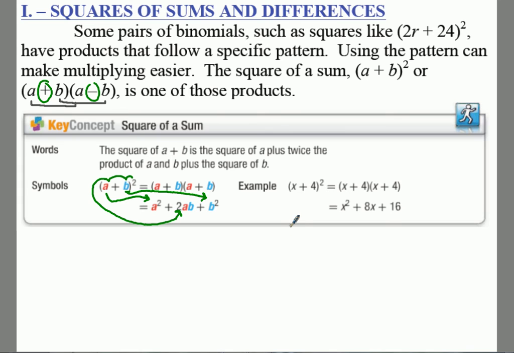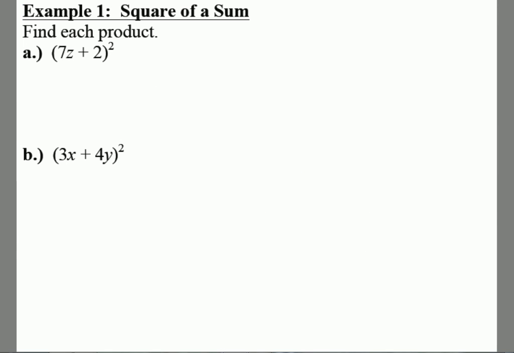So for example, if we have an x plus 4 quantity squared, we could write it out twice and go through the whole foiling process, or we could skip that step. We take our first term and square it, which gives us x squared. For the middle term, that's 2 times 4, which is 8, times x, which is 8x. And for your third term, you take this 4 and square it, and that gives you 16.